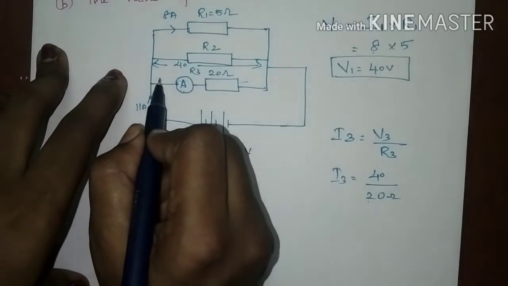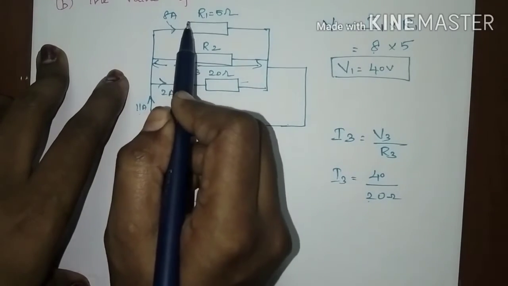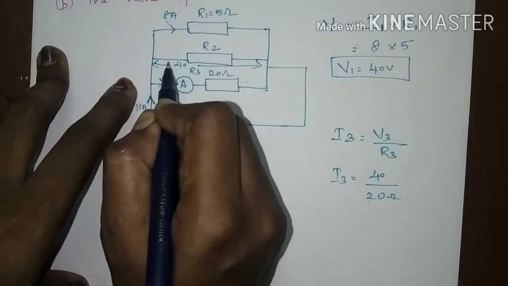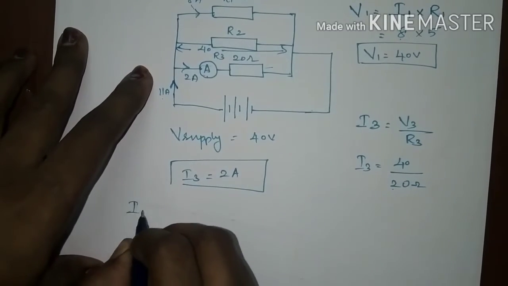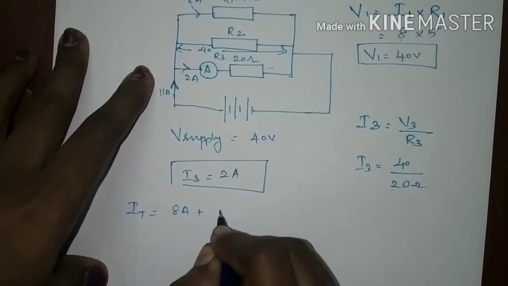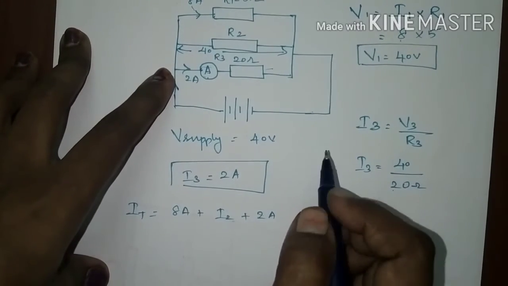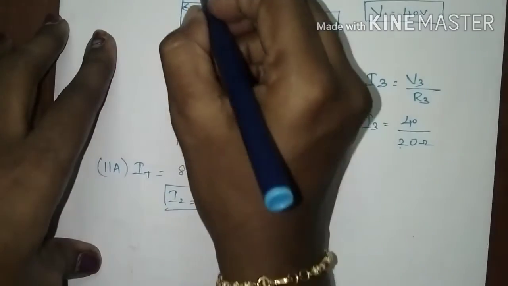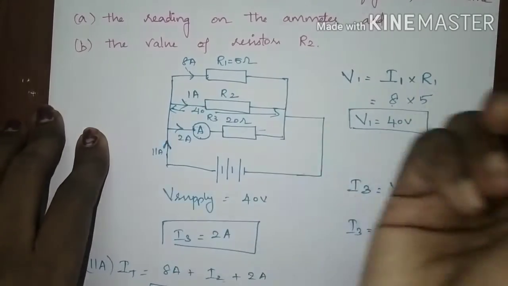2 ampere current is flowing here and 8 ampere current is flowing here. The total current is 11 ampere, so the remaining current will be flowing in R2. So the total current, I total, is 11 ampere. It has been branched as 8 ampere, we don't know the value of I2, and 2 ampere flows in the third branch. The remaining current I2 is 1 ampere. The current flowing through R2 is 1 ampere.